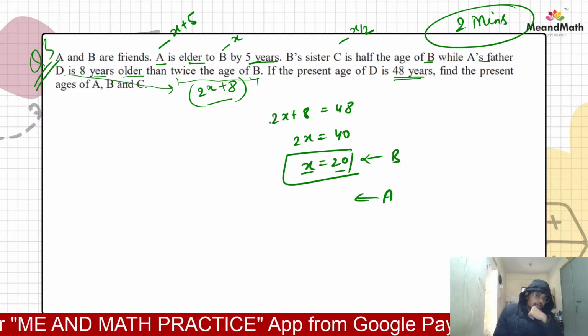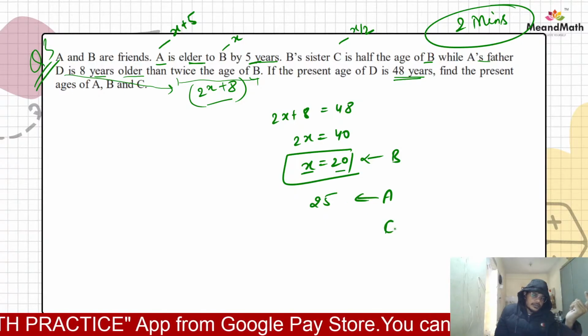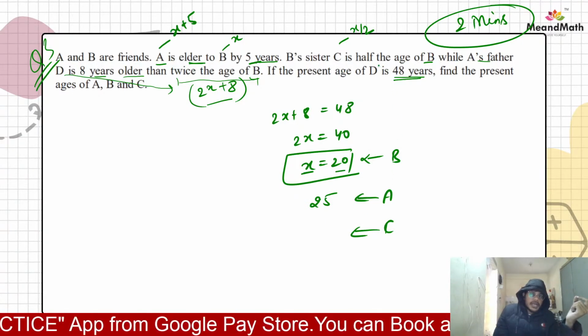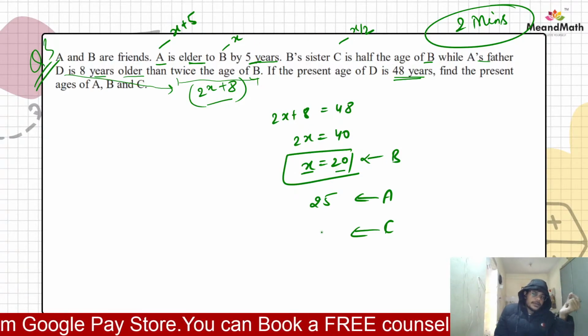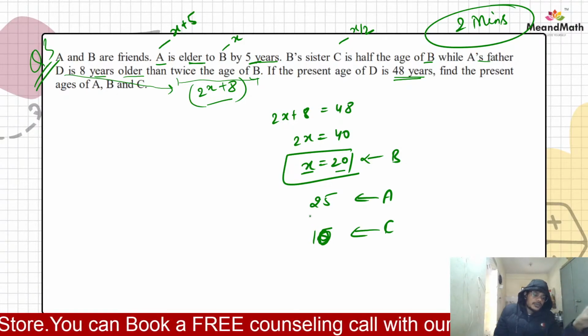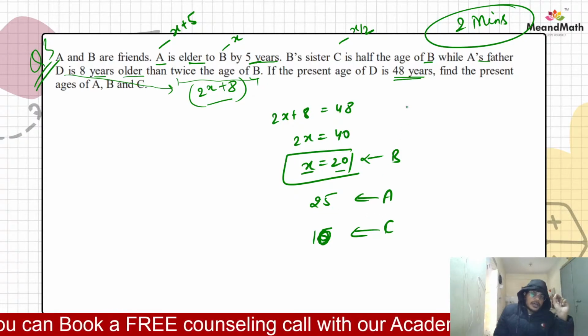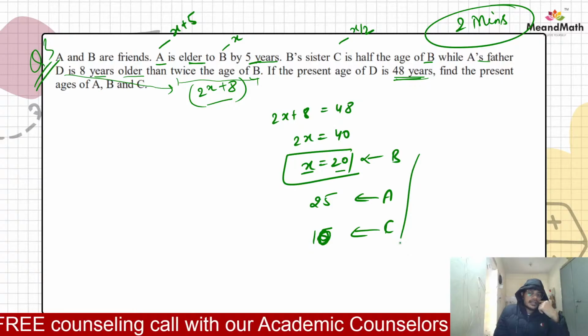A's age should be X plus 5. That means 20 plus 5, that should be 25. Your C's age should be half the age of B. That means X by 2, that means 20 by 2. That is 5 only. No, that is 10. 20 by 2, that is 10. Now, for D's age, you have already been given this is 48. So, here are all the ages.